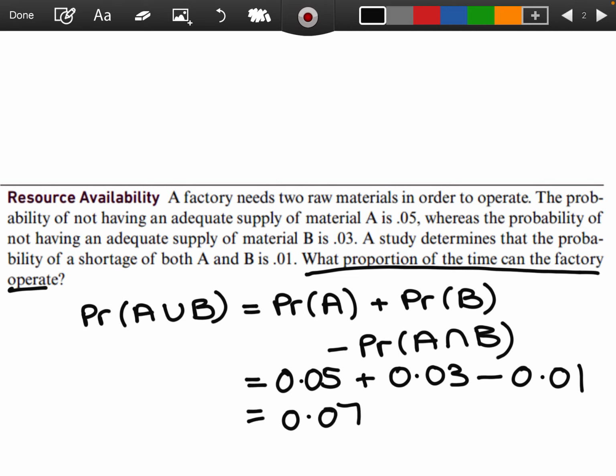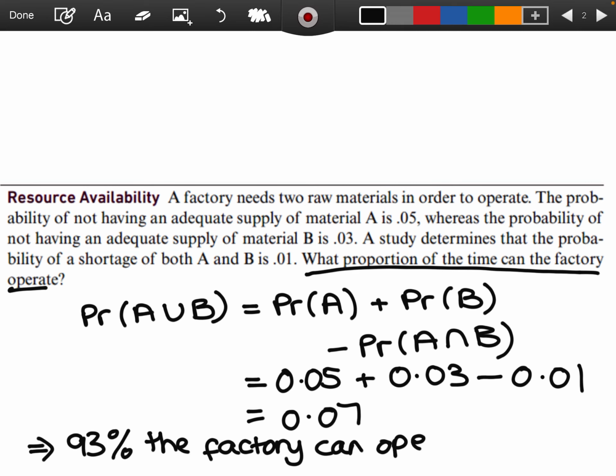So that tells me that 7% of the time I have a shortage of one, the other, or both, which means that 7% of the time the factory cannot operate because you have a shortage of at least one of the materials 7% of the time. So that tells me that 93% of the time the factory can operate. Because the other 7% of the time there is a shortage of at least one of the materials.